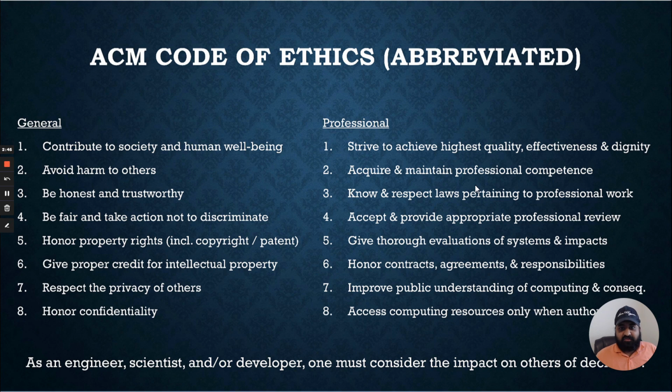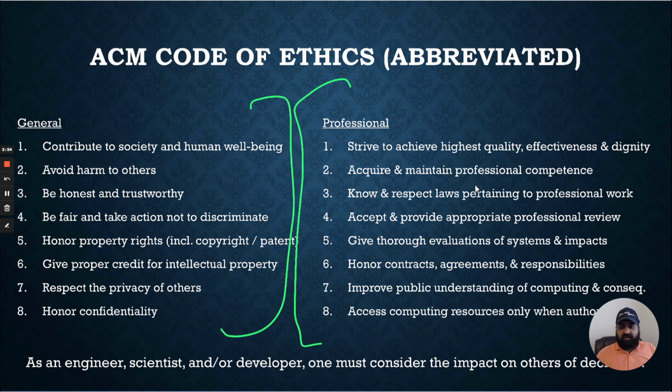So ACM, which is the body that governs computer science, has defined a code of ethics which includes a general code, which is shown here, and a code specifically for computing professionals. So generally, you want to contribute to the society and human well-being. You need to avoid harm to others, be honest and trustworthy, be fair, give proper credit for any intellectual property, which is you should not be using somebody else's property, and if you are using it, make sure it has all the licenses and you cite the resources, which we have already discussed. We also need to respect the privacy of others and honor the confidentiality.